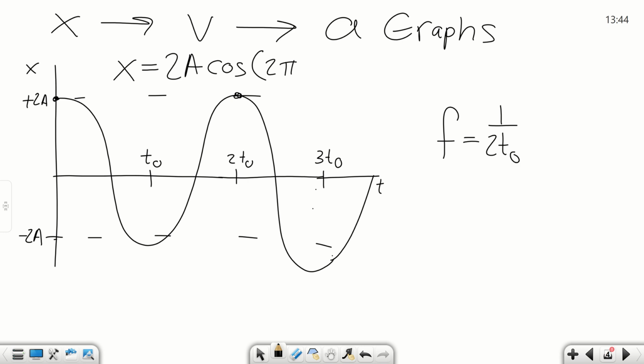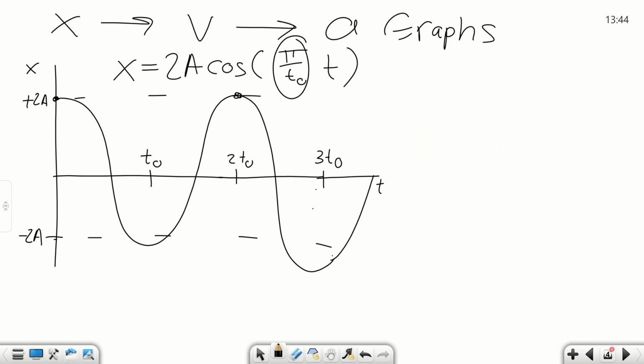So that's what I'm going to plug in here, times 1 over 2t naught, t. And then technically I can reduce that, the 2's cancel out, so this should actually just be pi over t naught times t. Okay? That would be my position function that I'm creating here. So my angular frequency, if they ask that, would be pi over t naught. Okay? Which makes sense. All right?